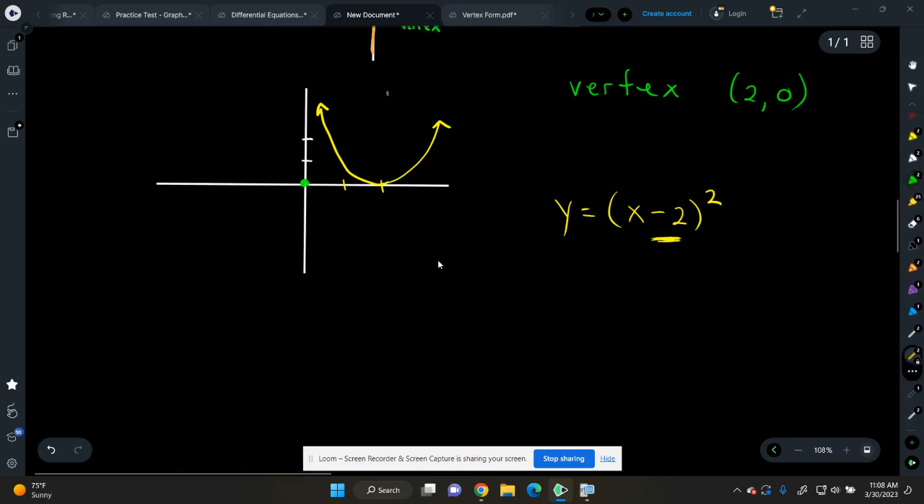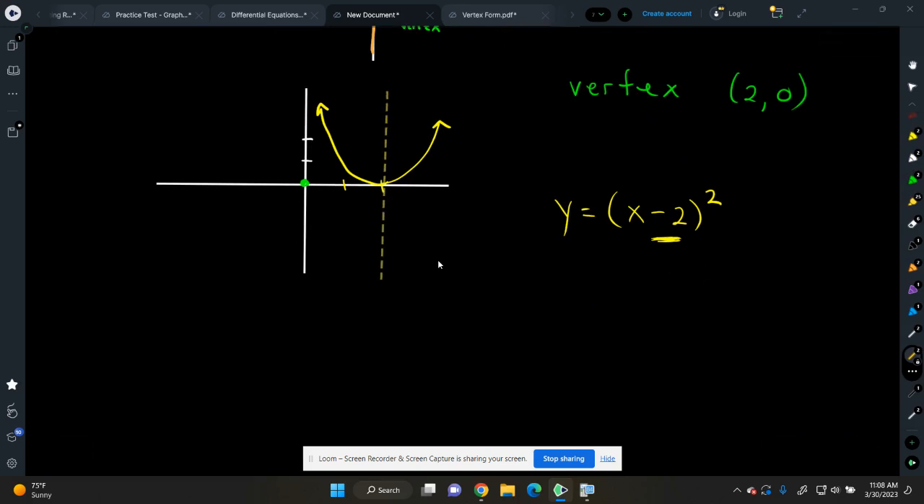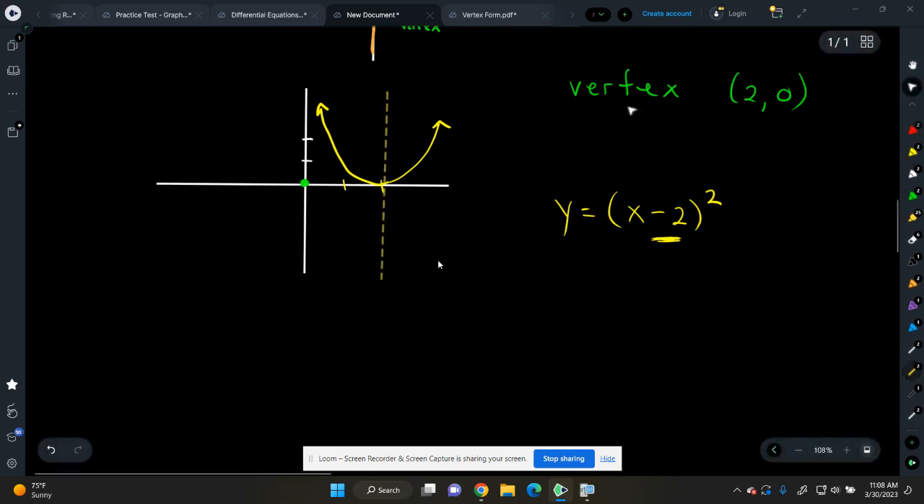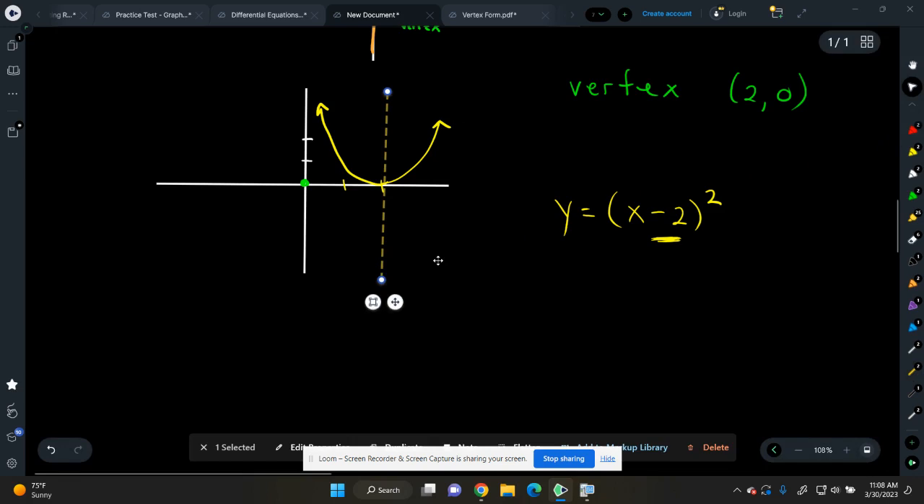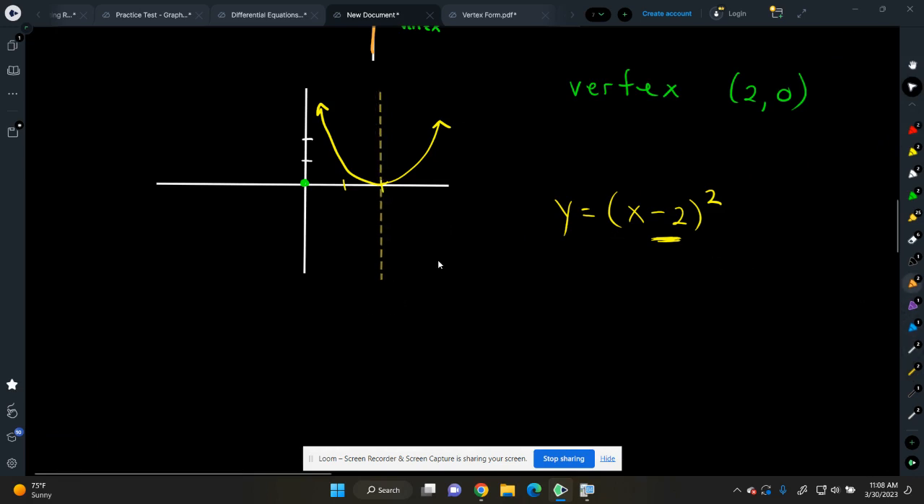So there's my axis of symmetry, right? Because that's where it's cutting it in half. Okay, so here's what we're going to do. We need to give this a name or give this some way of describing it. Okay, and it's going to be an equation.